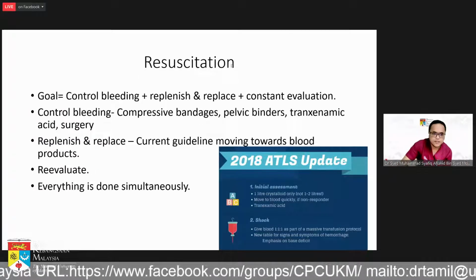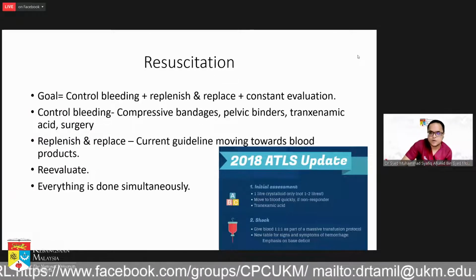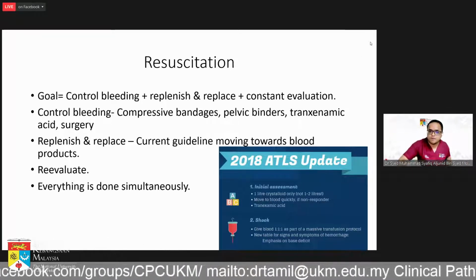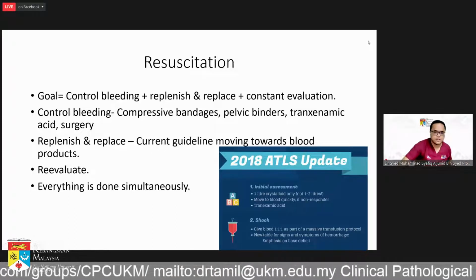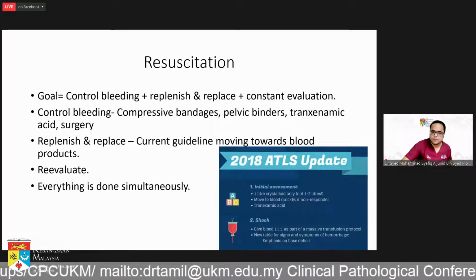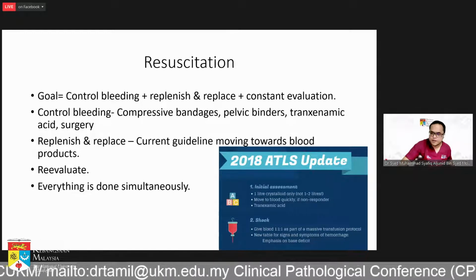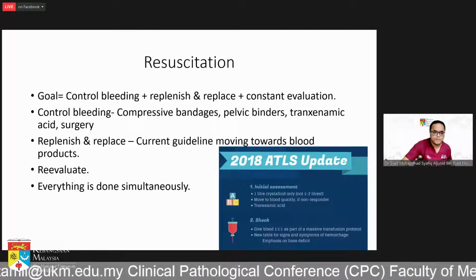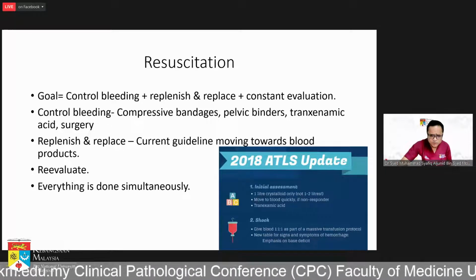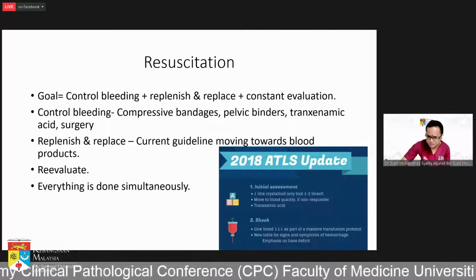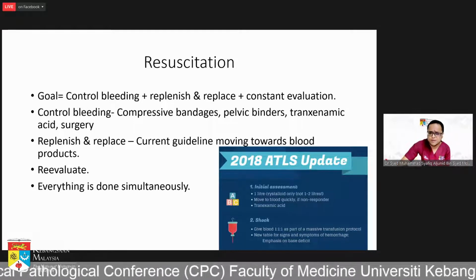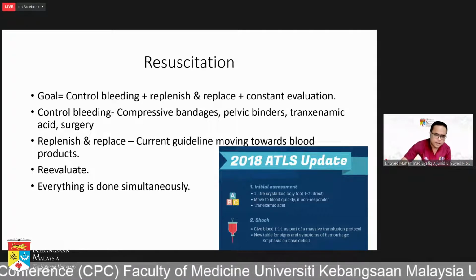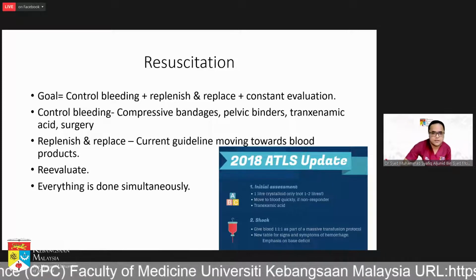In resuscitation, the goal is to control bleeding, replenish and replace with resuscitation, and constant evaluation. Control of bleeding can be as simple as compressive bandages, pelvic binders, pharmacological agents such as tranexamic acid, and surgery if need be. Replenish and replace: the resuscitation guideline has evolved. The current guideline is moving towards blood products. And then we evaluate, and everything again is done simultaneously.